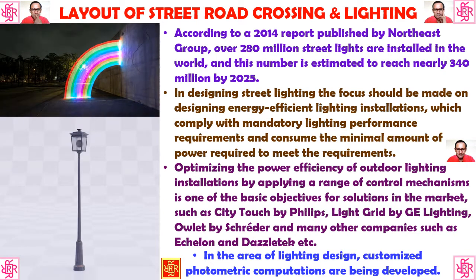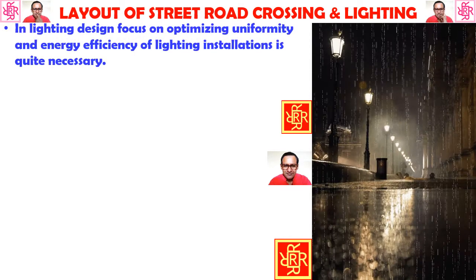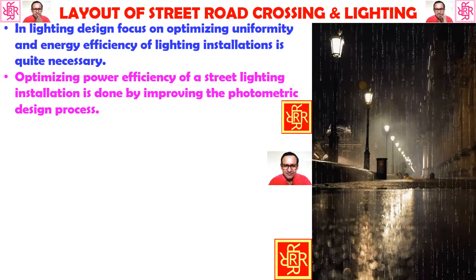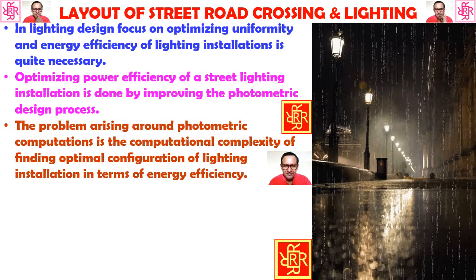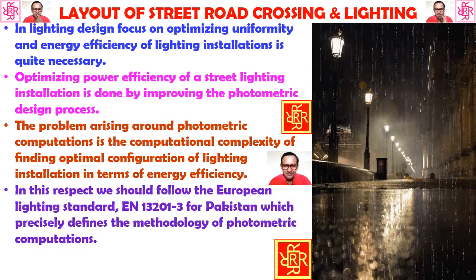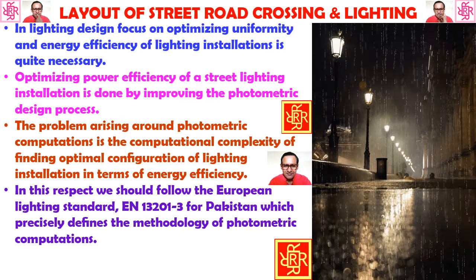In the area of lighting design, customized photometric computations are being developed. In lighting design, focus on optimizing uniformity and energy efficiency of the light installation is quite necessary. Optimizing power efficiency of a street lighting installation is done by improving the photometric design process. The problem arising around photometric computations is the computational complexity of finding the optimal configuration of a lighting installation in terms of energy efficiency. In this aspect, we should follow the European lighting standard EN 13201-3 for Pakistan, which precisely defines the methodology of the photometric computation.